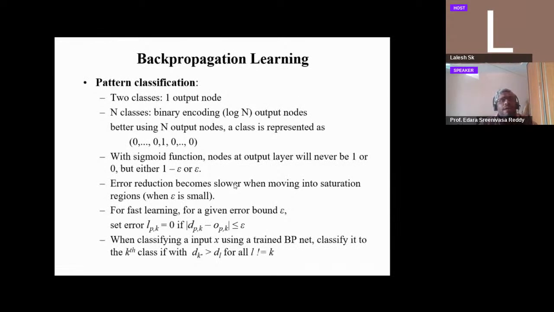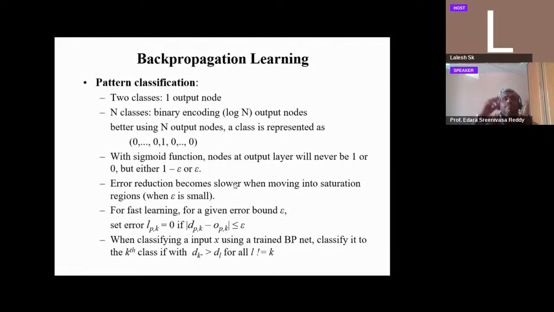So now, how is pattern classification performed? How have we performed the pattern classification? Two classes, one output node. If there are two classes, one output node is sufficient, whether to say 0 or 1, yes or no, whether it belongs to a particular class or not. If n classes, log n output nodes, binary encoding. If 8 classes are there, 3 outputs are sufficient. 2 cube is equal to 8, no?